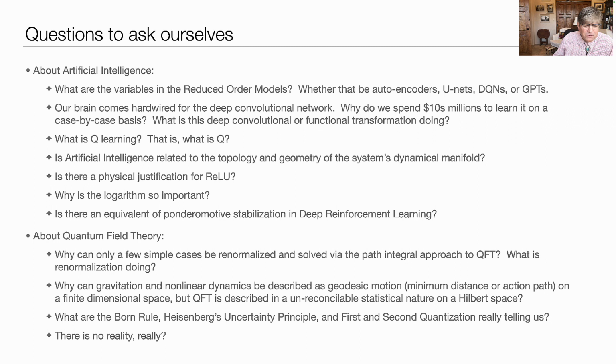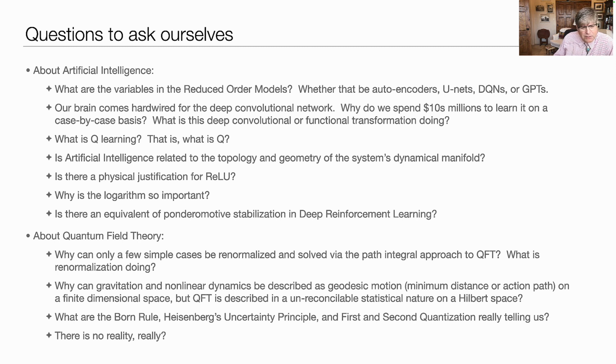Why can only a few simple cases be renormalized and solved by the path integral approach to quantum field theory popularized by Richard Feynman? What is renormalization doing anyways? What is it doing? It shows you how the physics changes as a function of scale. What does that mean? I don't know.